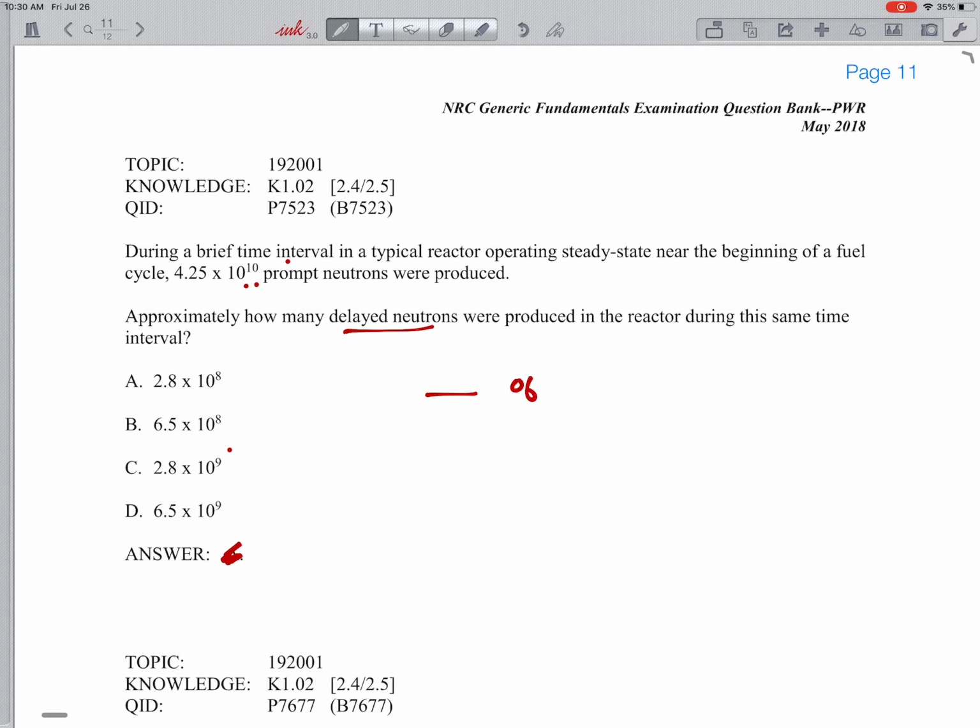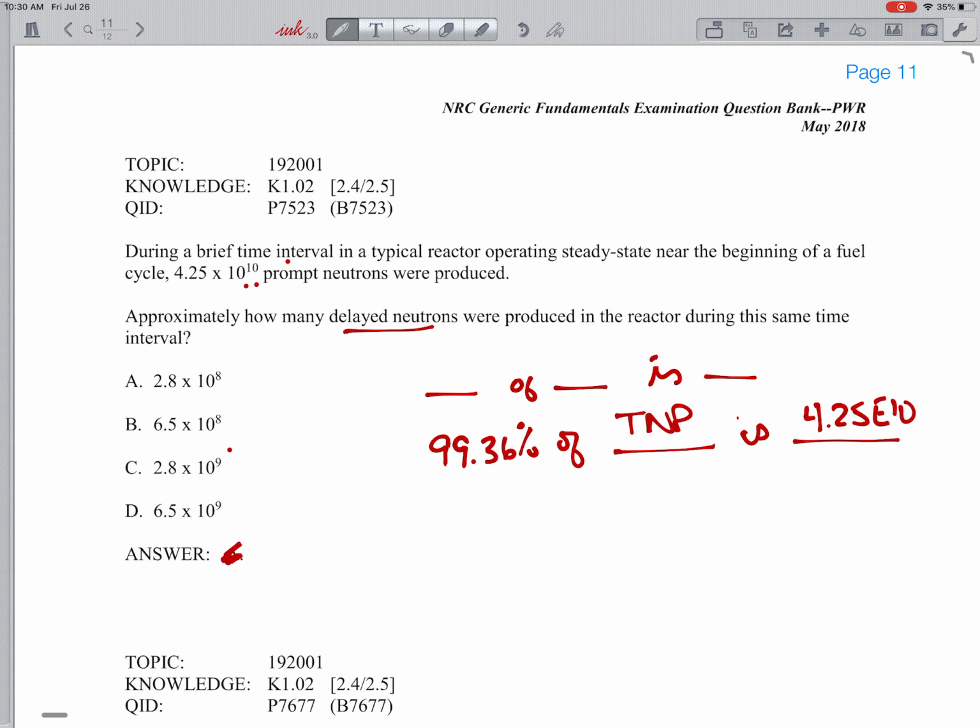So blank of blank is blank, right? 99.36% of total neutron population is 4.25 E10. So total neutron population is equal to 4.25 E10 divided by 0.9936.